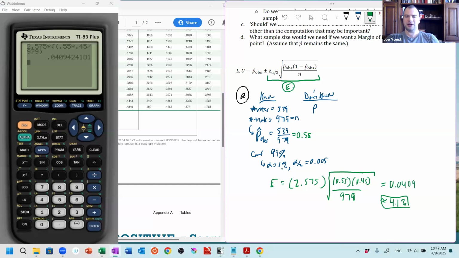One little note on this margin of error: all of these numbers are unitless. Number of successes, number of trials, so therefore p hat observed, the square root, everything here is unitless. So this error is just a number with no unit. It's essentially like a number of percentage points.